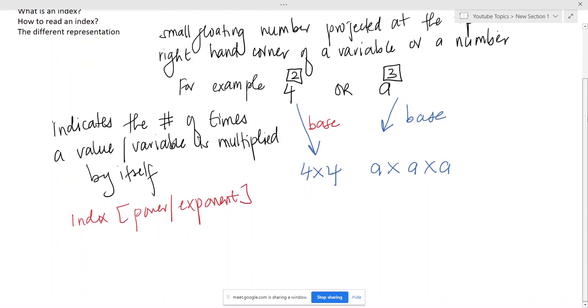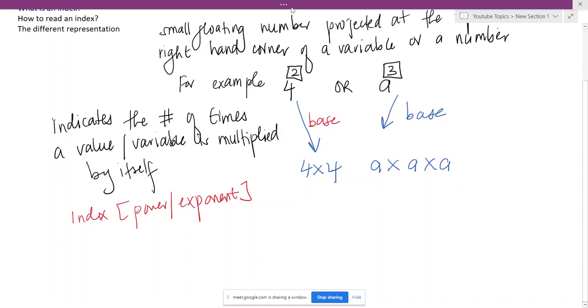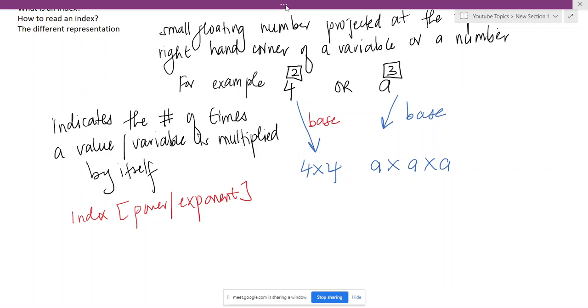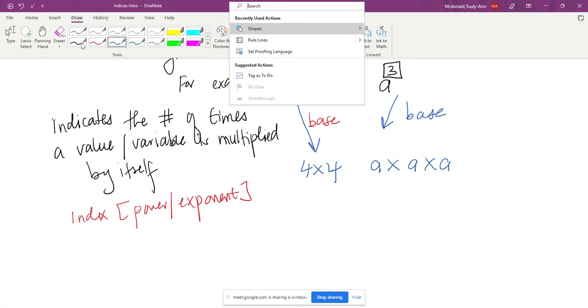All right, so we want to look at how we read indices. What if you see the exponent being 5 or 6 or 7? How do I read it? All right, so we're going to look at reading the index along with the base. How do we read it? Then we look at the different representations, and that will be it for today.